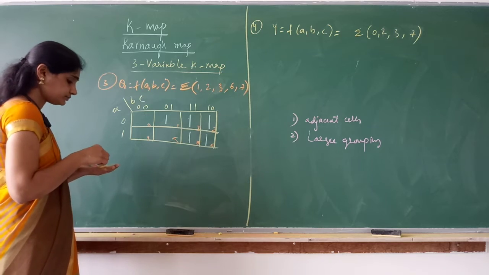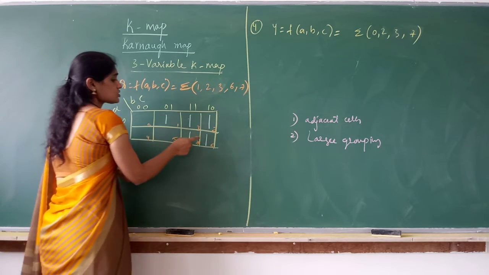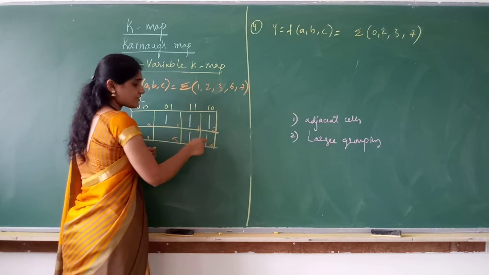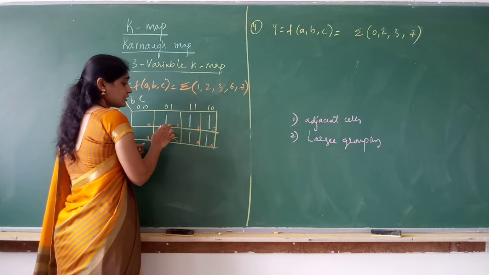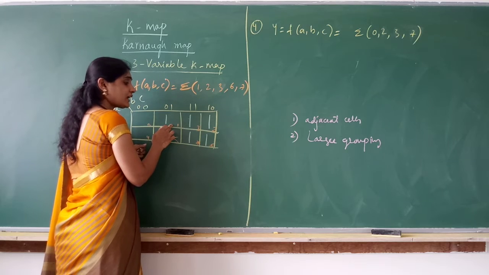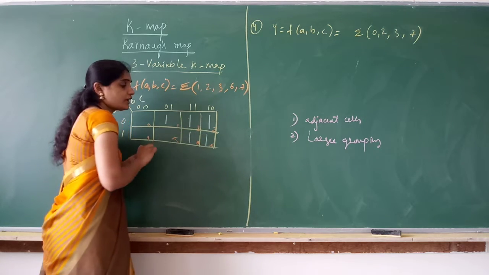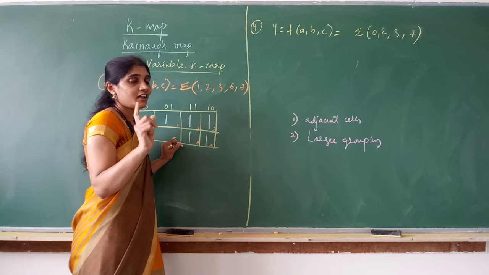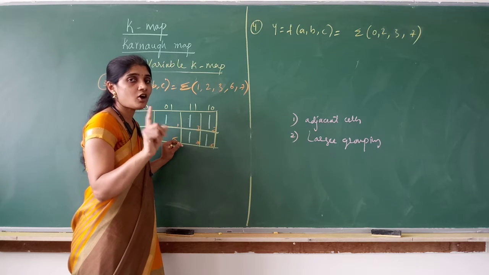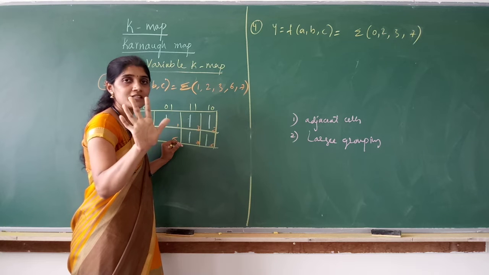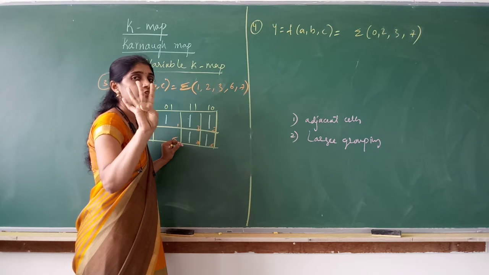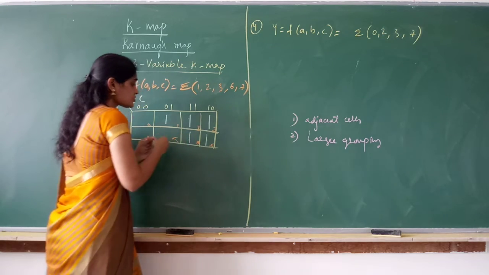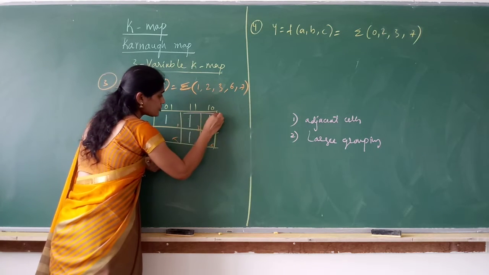Okay, so now, listen. 2, 3, 6, 7 are adjacent. This is also adjacent. But can I group 1, 2, 3, 4, 5? Can I group 5 cells? 2 power what is 5? No. I said grouping always has to be in powers of 2. I cannot group 5 cells. I have to group either 2, 4, 8, 16, 32, 64 cells, right? So first I group these 4 cells.